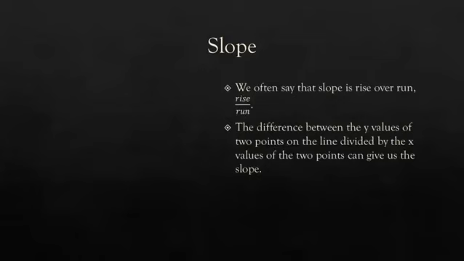Let's talk a little bit more about the slope. We often say that the slope is rise over run. We could write that even as a fraction with rise on top and run as the denominator. The difference between the y values of 2 points on the line divided by the difference between the x values of the 2 points on the line can give us the slope. Because remember, our y is our rise, our up and down, and our x is our run, or our back and forth. So the difference in the y values is going to tell us how far up we have gone or how far down we have gone. And the difference in our x values is going to tell us how far we've gone back and forth.